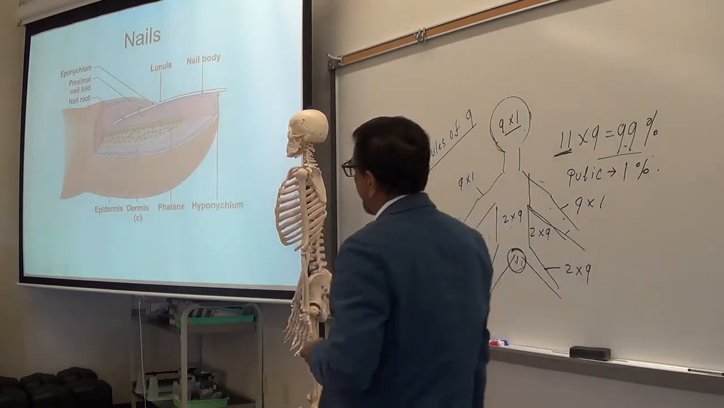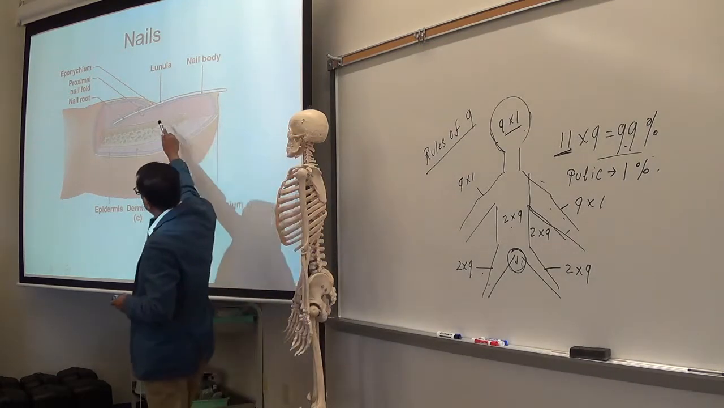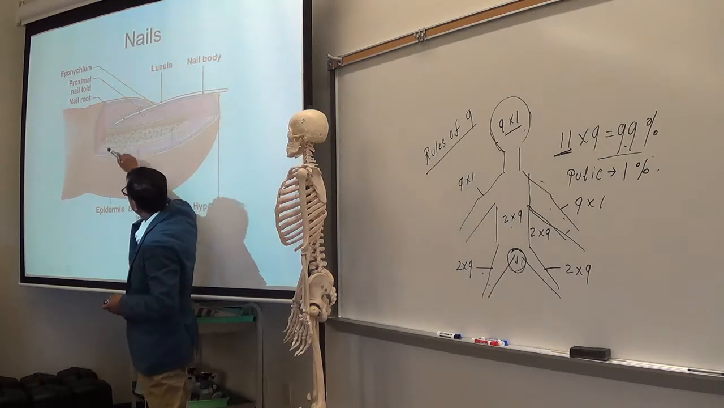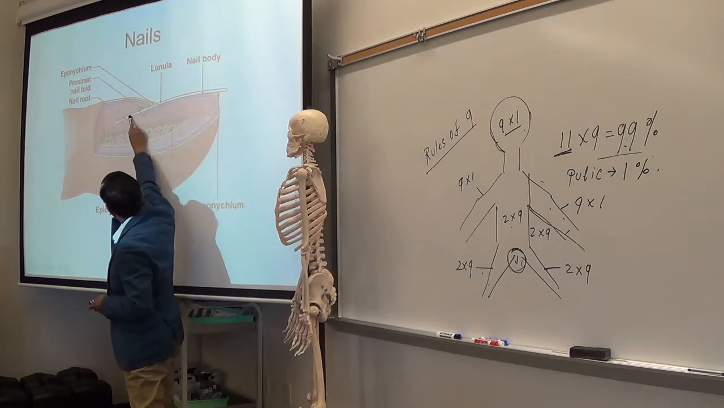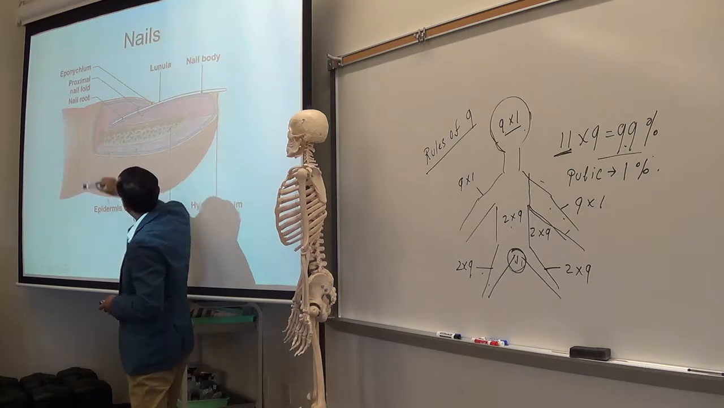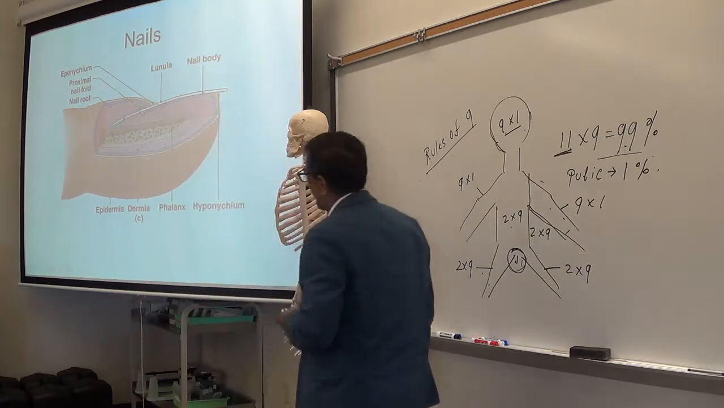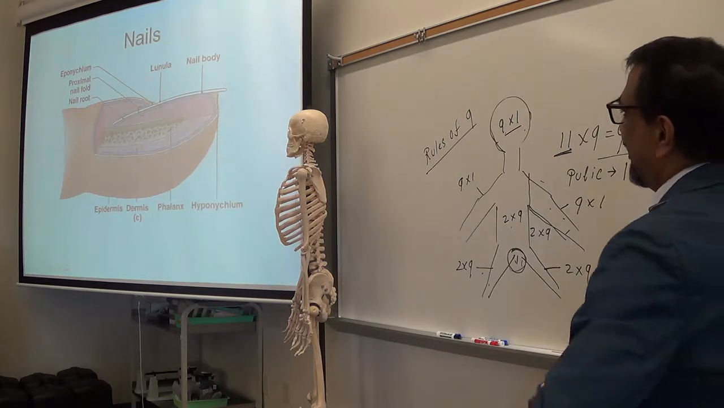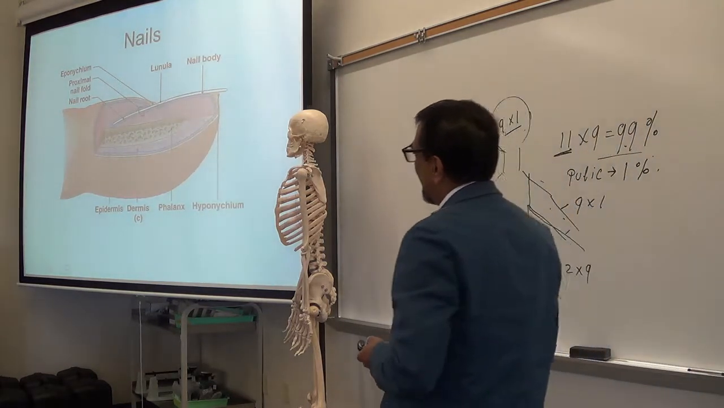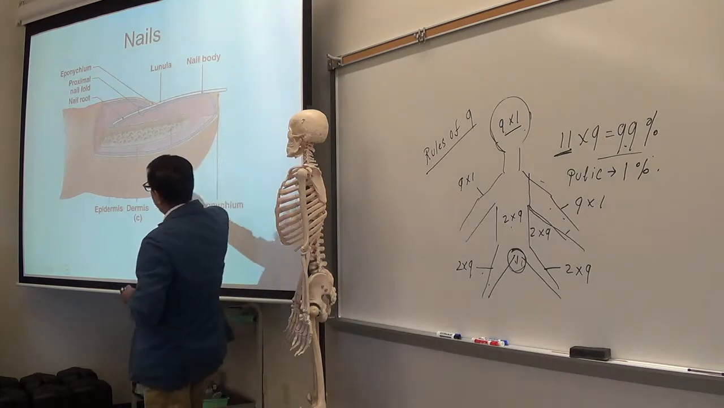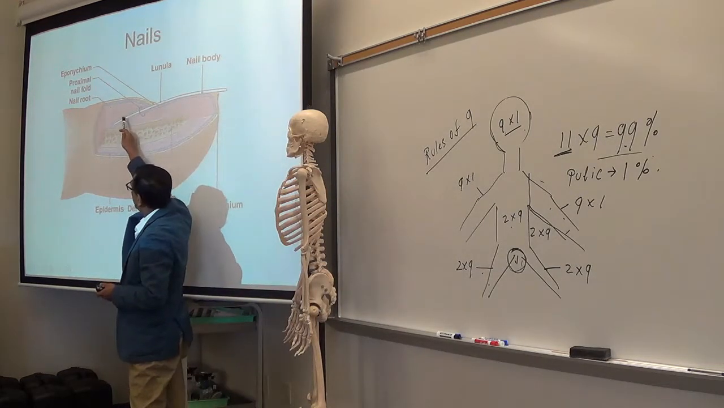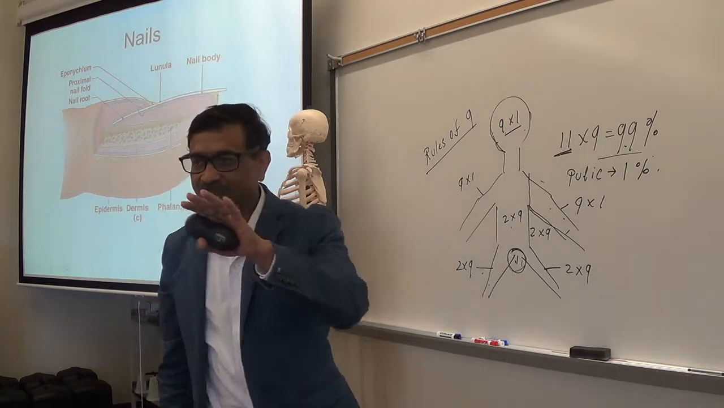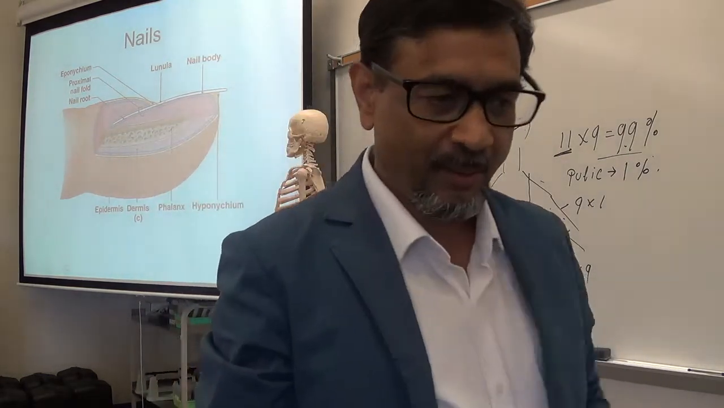Now, the part that goes inside the finger tissue includes the root, the nail root. This is a very important part of the nail because you have stem cells in that area. It is like hair. So new cells are produced in this area. Okay? And that's why the nail grows, right?